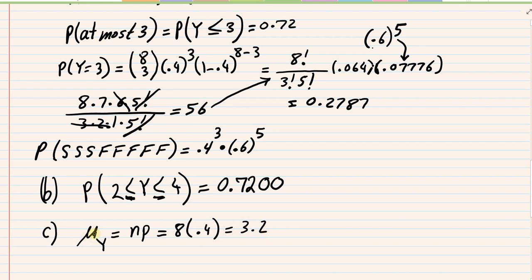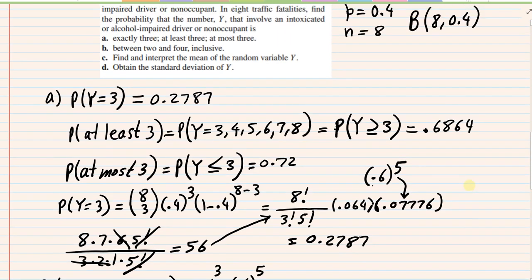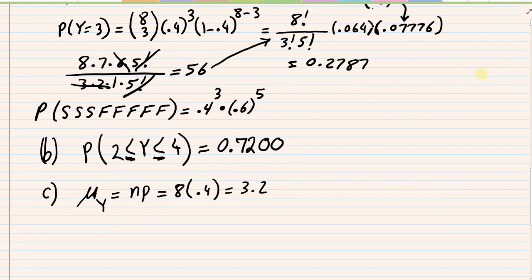So 3.2 accidents involving an intoxicated person. These are fatal accidents, traffic fatalities due to intoxicated or alcohol impaired drivers. In 8 of those kinds of accidents, we expect 3.2 of them to be due to those kinds of people. Now again, remember, we cannot have 3.2 fatalities, right? So how do we get around it? This is 3.2 in 8, so we can call that 32 in 80 fatality accidents.